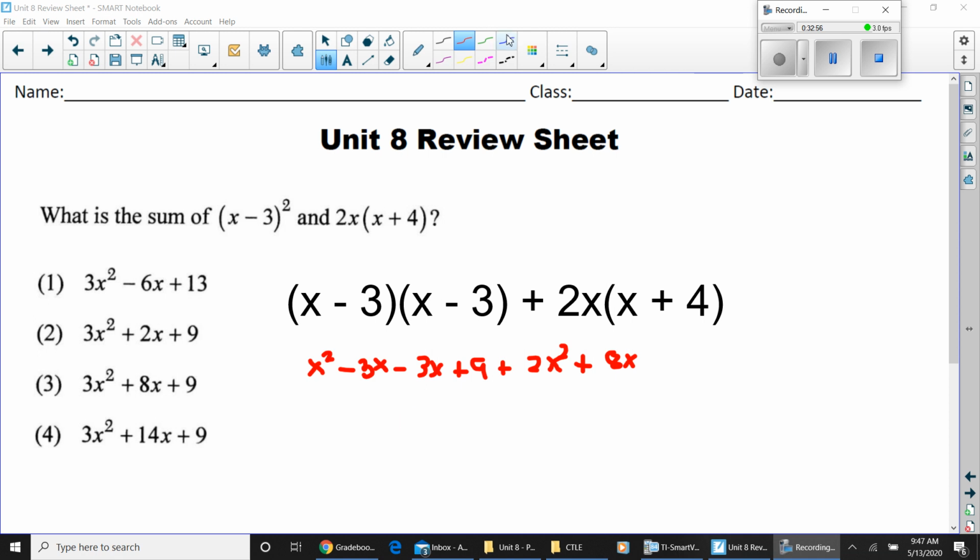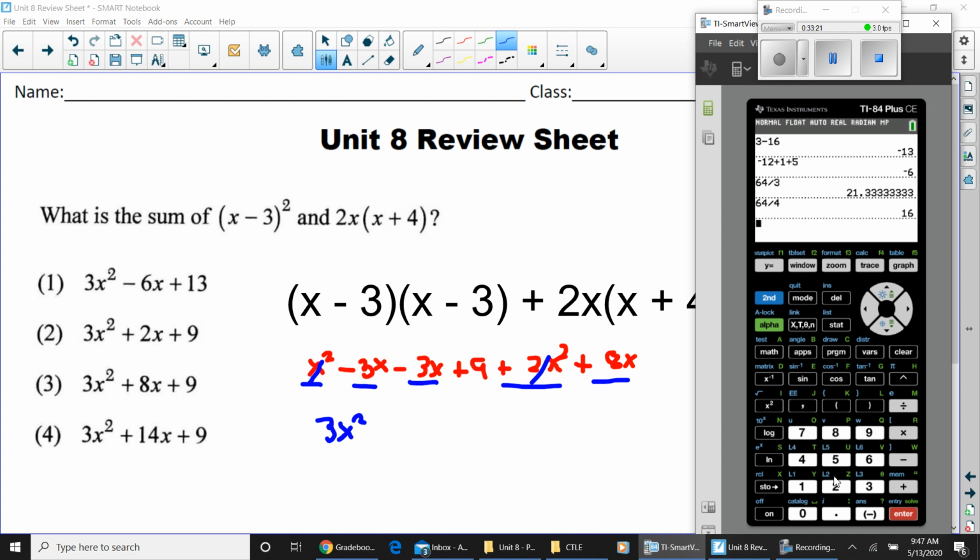And I'm looking for like terms. I have an x squared here, and I have another x squared here. So I am going to put 3x squared because this is 1x squared plus 2x squared. So I'm going to cancel those out because I need to get them out of the way. Then I have negative 3x and a negative 3x and an 8x.